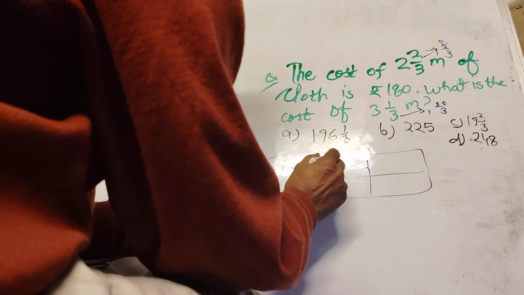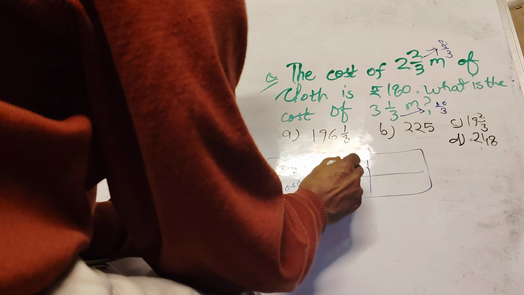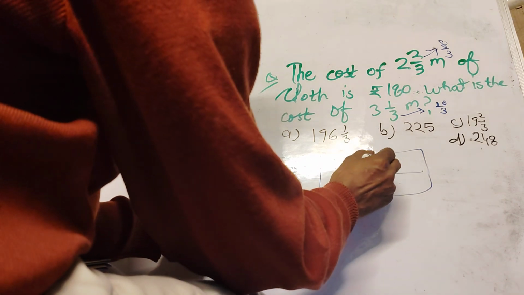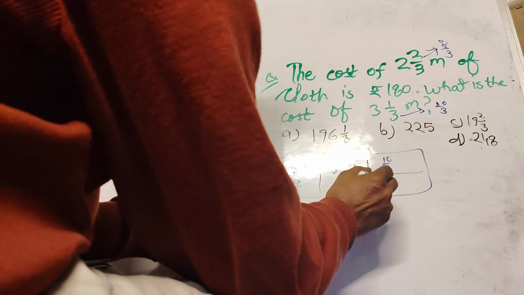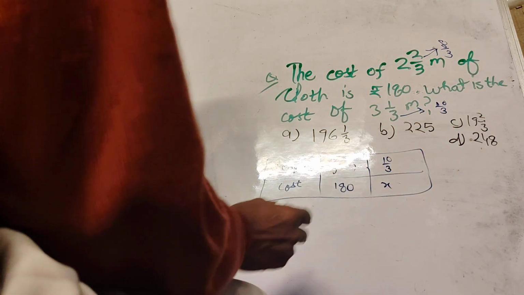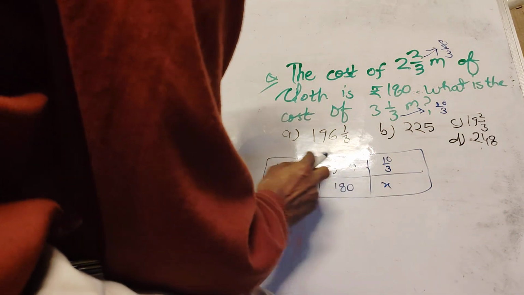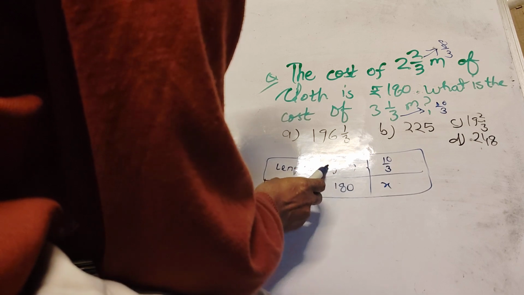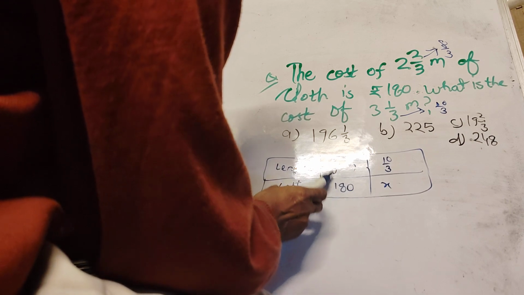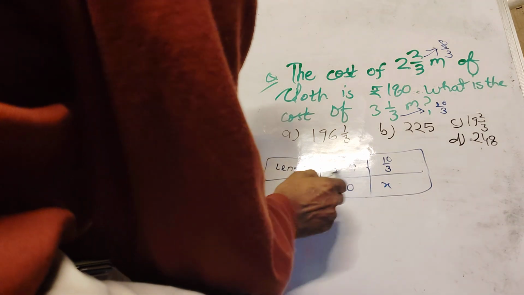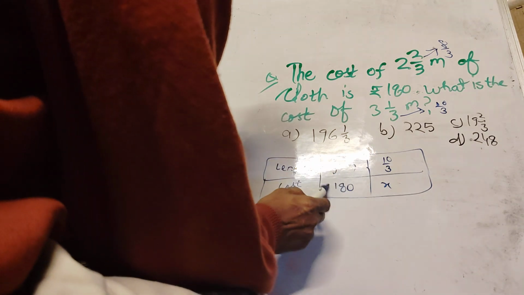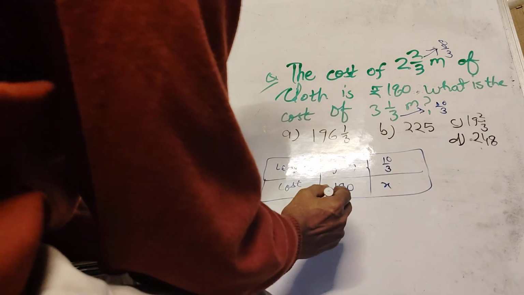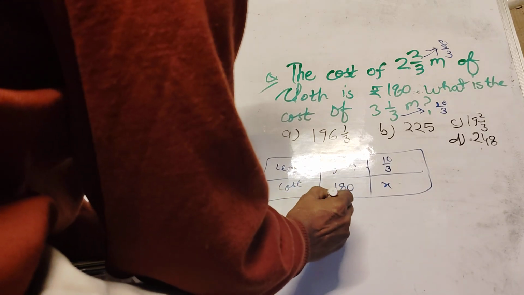So the cost must be 2 over 3 more. So this is a direct variation problem. Direct means if one quantity is increased, then the other will also increase in value. In a direct variation question, if we increase the first quantity, the second quantity will also be larger. So that is direct variation.